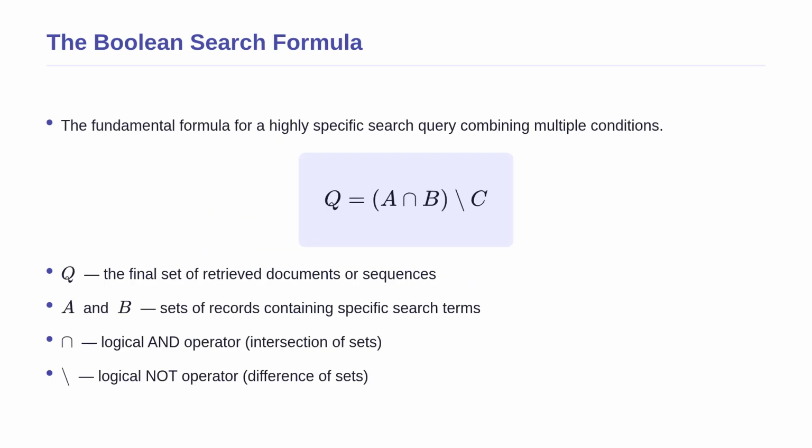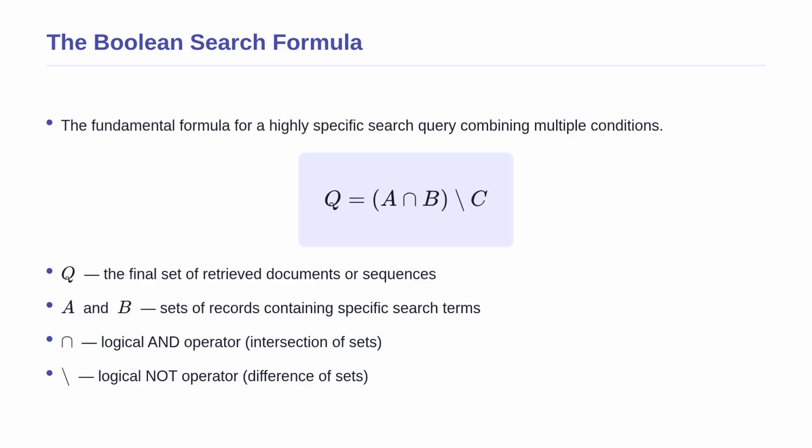Let us look at the mathematical form of this concept. The fundamental formula for a highly specific search query can be represented using set notation. Here, Q represents the final set of retrieved documents that the system will display to you. The variables A and B represent the sets of all records containing your first and second search terms.